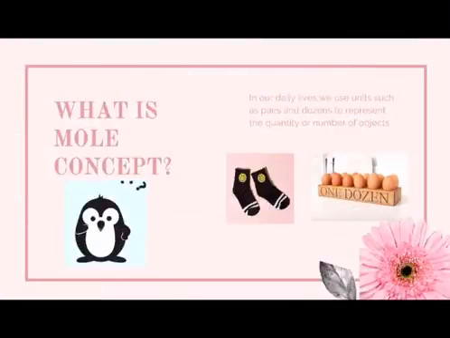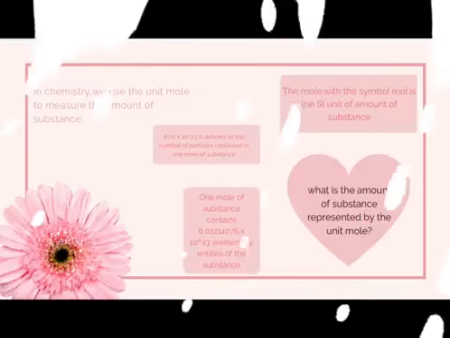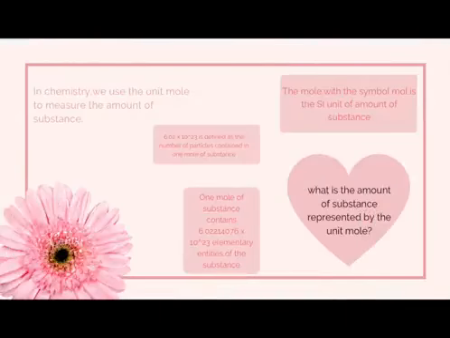In our daily life, we use units such as pairs and dozens to represent the quantity or number of objects. The unit pair represents 2 objects, while the unit dozen represents 12 objects. But in the field of chemistry, we use the unit mole to measure the amount of substance. So, what is the amount of substance represented by the unit mole?